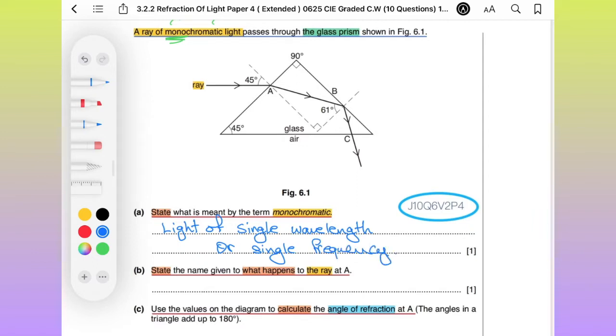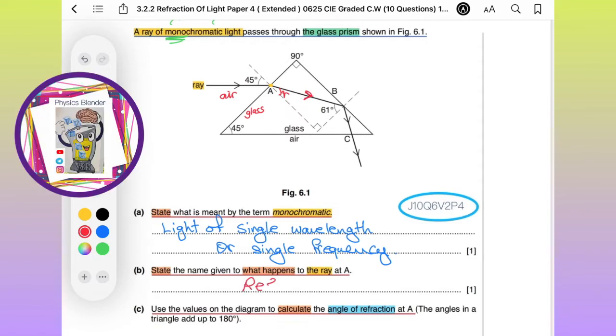State the name given to what happens to the ray at A. Where's point A? We have here point A. So at A, what happens? The ray is refracted. When the light ray travels from air to glass at this boundary, the ray is refracted towards the normal, and this is the angle of refraction. This is the refracted ray. So what happens at A? Refraction.